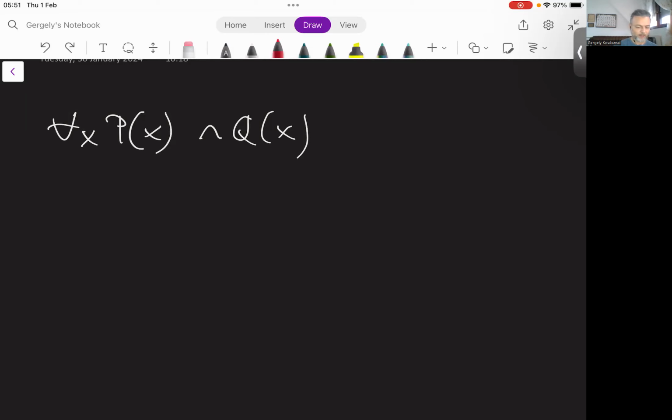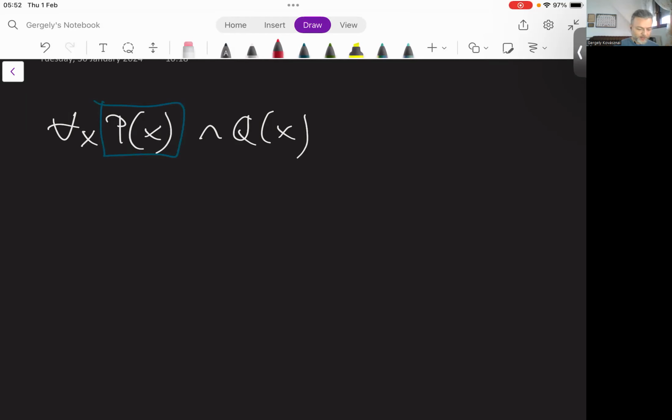First of all, let me show which part of the formula is the scope of the quantifier. Well, the scope of a quantifier is the subformula which immediately follows the quantifier. In this case, p of x is the scope of that quantifier. The remaining part of the formula is not inside the scope.